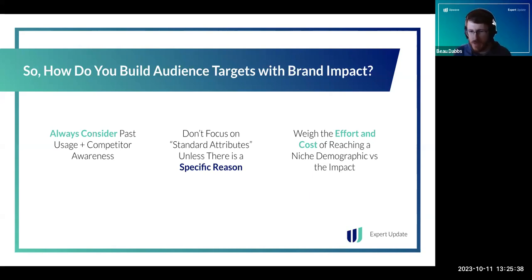But for some of these other more standard attributes, you really need a specific reason to be targeting based on these. So this could mean you're really trying to push into a specific demographic that maybe you're under indexing on right now, or maybe you're using these other factors as proxies for attributes like past usage and competitor awareness that are harder to get clear signals on. But ultimately, you need to weigh the cost and effort of reaching niche demographic audiences with the increased impact you expect to see for these audiences. So if you're paying a premium to reach some niche audience, you really need to be seeing that performance.